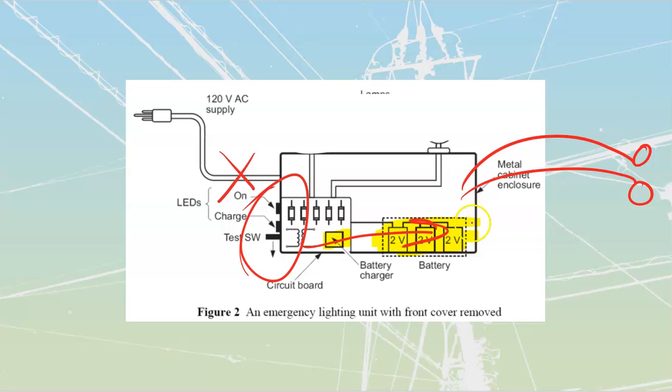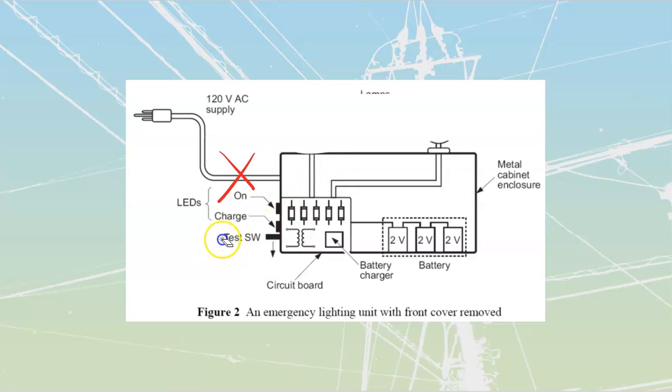The batteries inside of here will all have to be what we refer to as secondary cells. Secondary cells are just rechargeable types of battery. Common ones are going to be lead acid, NiCad, and lithium ion. NiCad's probably the least common at this point. Lead acid is still very common, sealed lead acid types of batteries that we will have.